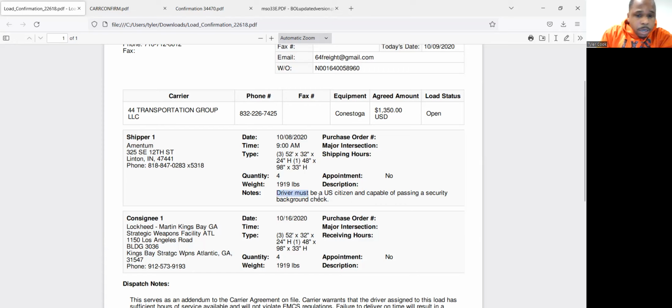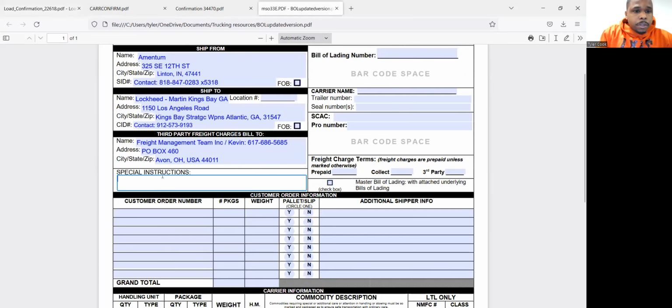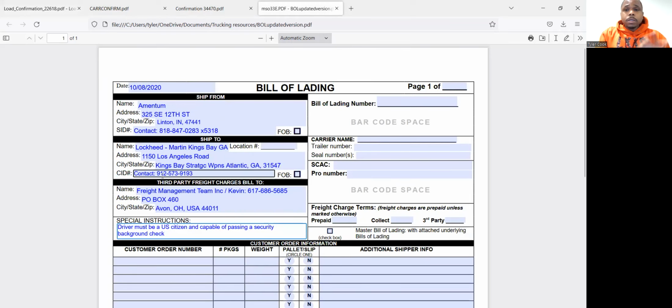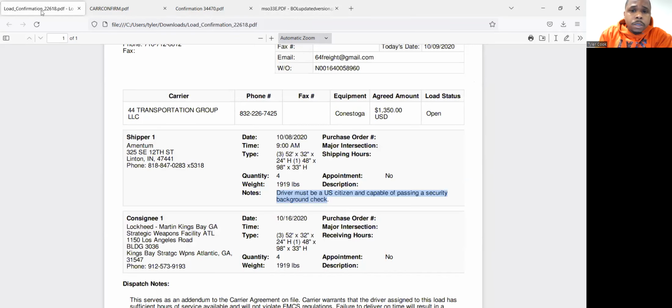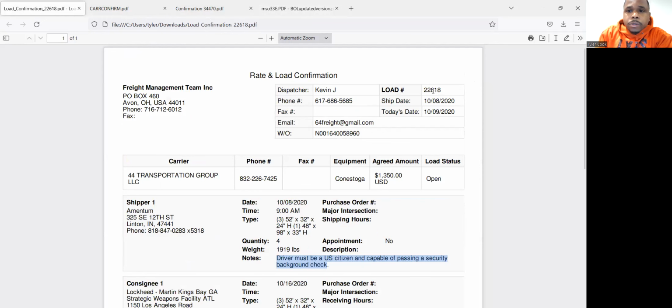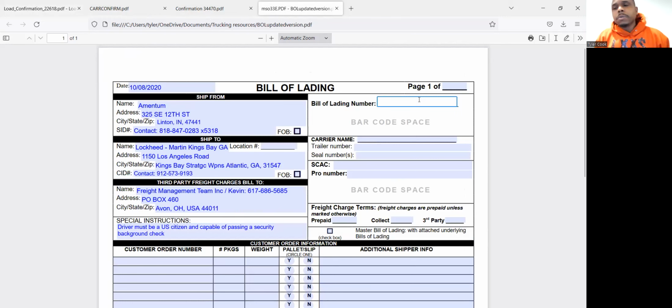So right here, again, we are copying and pasting. It's really not me, it's really the computer. You want to put that right there. Everything else is pretty much the same thing. For the BOL number, all I do is go to the load number. Stuff like this is primarily for the shipper and receiver. They're just going to sign this. That's it. This is for everything to match up.